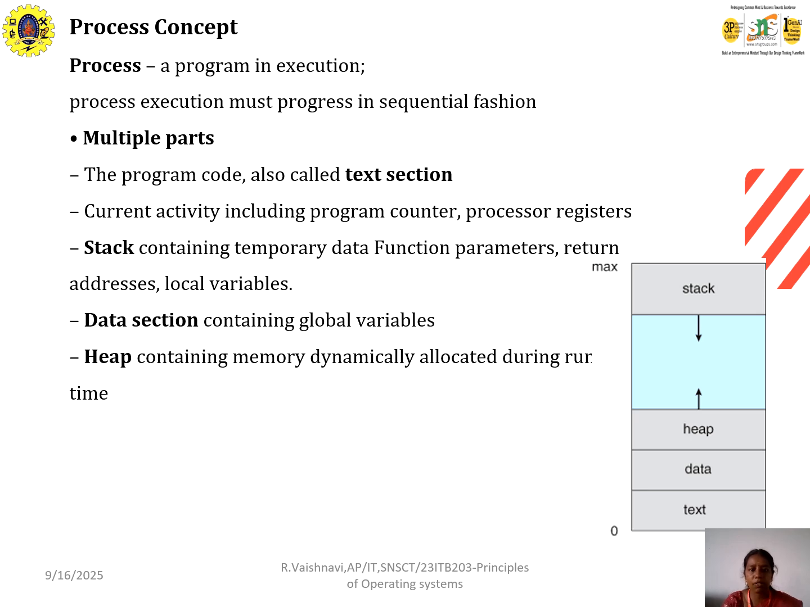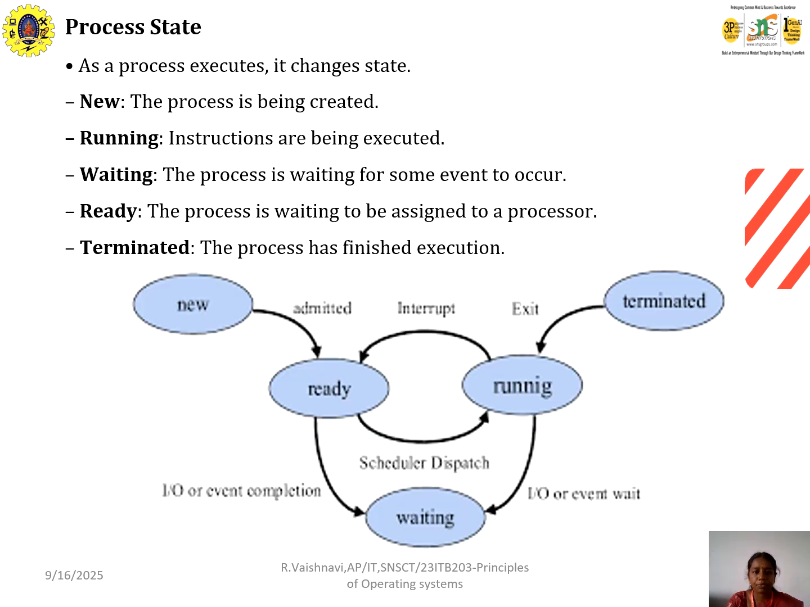In the text section, we have the program code, and here we have the current activity, which includes the program counter and process registers. The second section will be the stack. Here we have the temporary data, that is function parameters, return addresses, and local variables. The third one will be the data section. Here we have the global variables. And the fourth one will be the heap. Here it contains the dynamic memory.